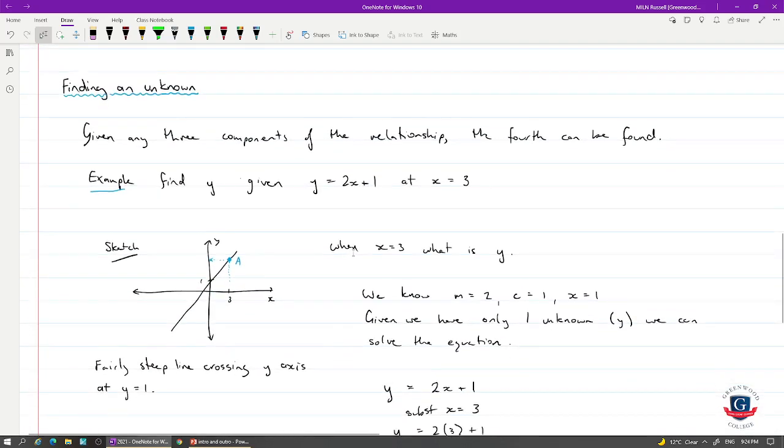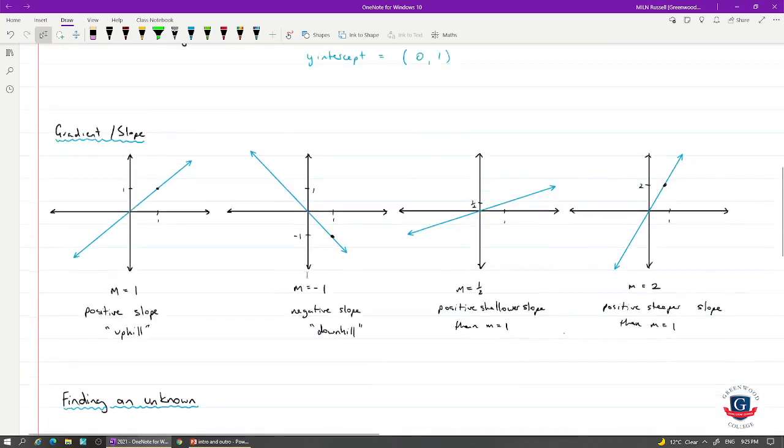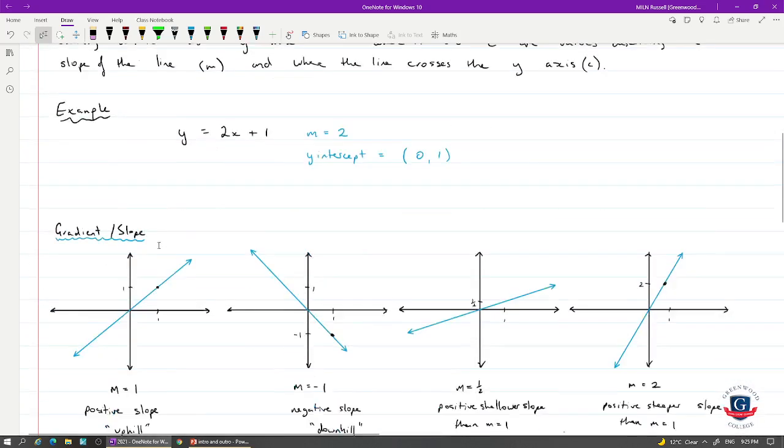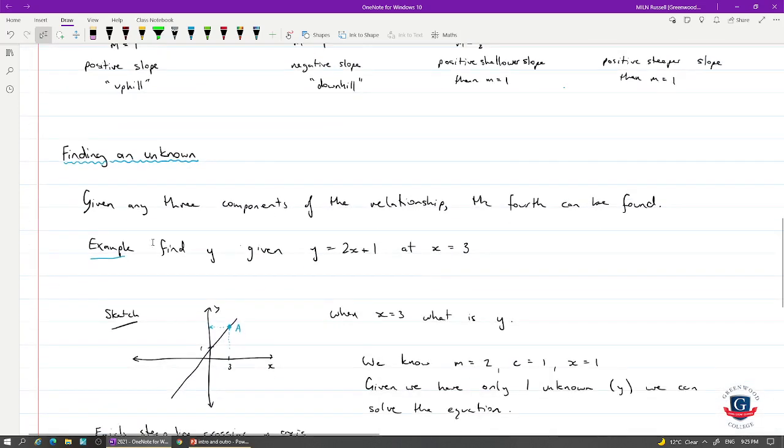Alright, now the nice thing about a linear equation in slope-intercept form is that if we know 3 of the 4 components, x, y, m, and c, we can always find the 4th.